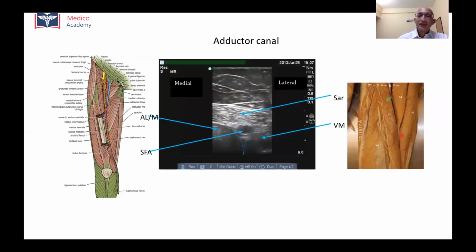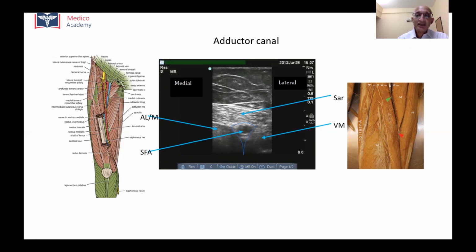So to counter that, an adductor canal block came into being, and it has been used quite successfully for post-TKR analgesia combined with something else, which we'll again come to later.